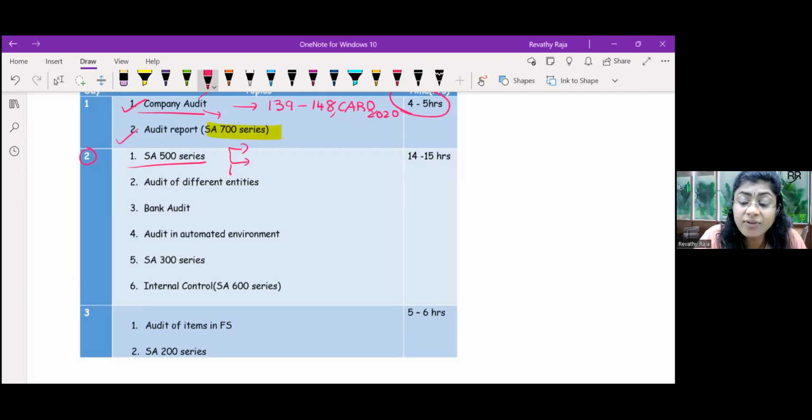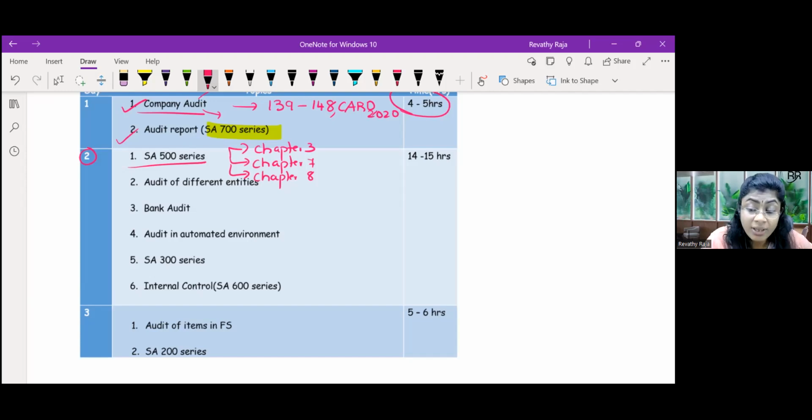Through this, we can finish off chapter number 3. Chapter number 3 is mainly audit documentation and audit evidence. Documentation 230 is there, but still 500 series main topics. And chapter number 7, which is nothing but audit sampling, SA 530. And chapter number 8, which is analytical procedure, SA 520.